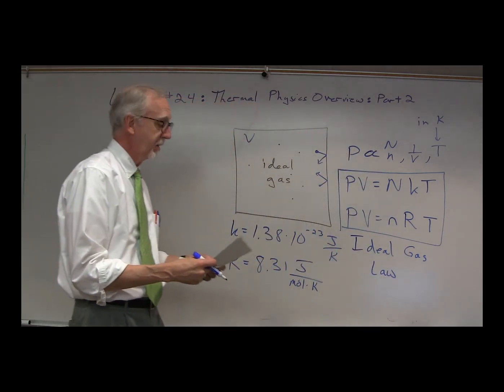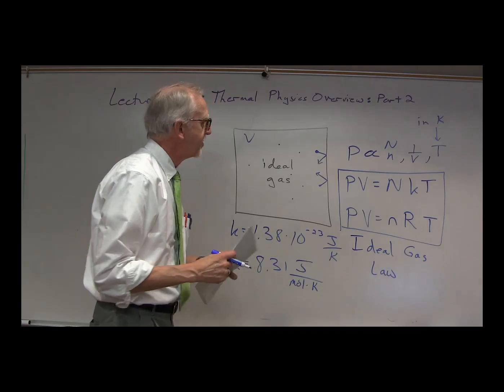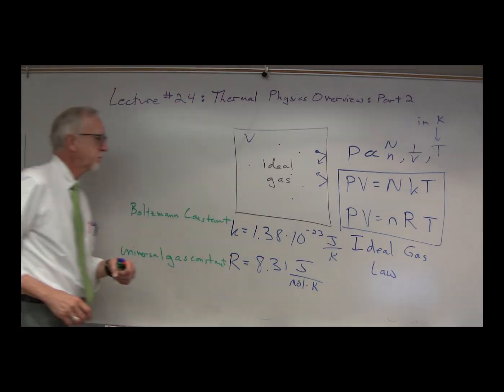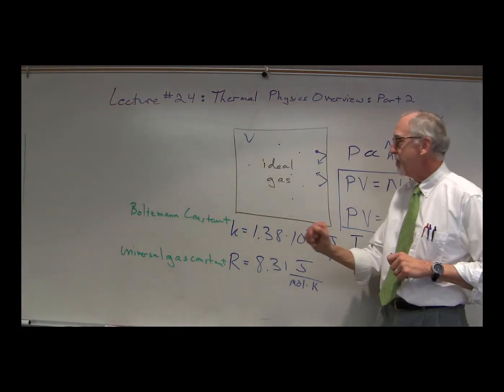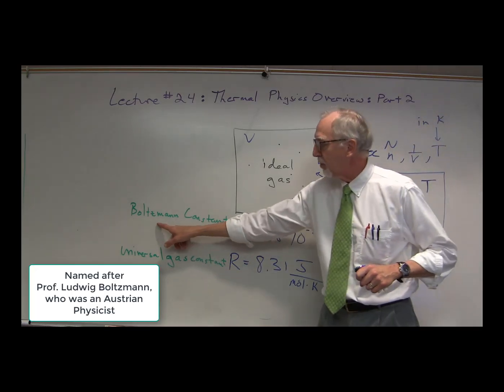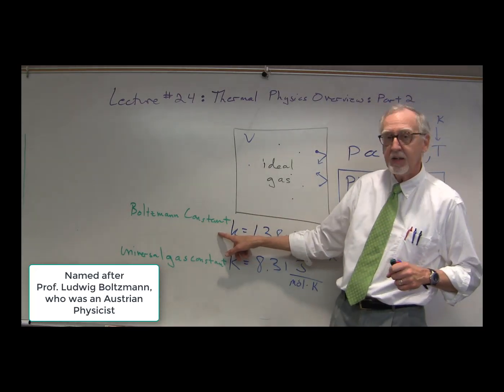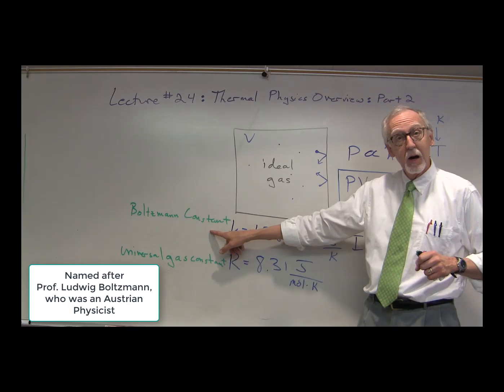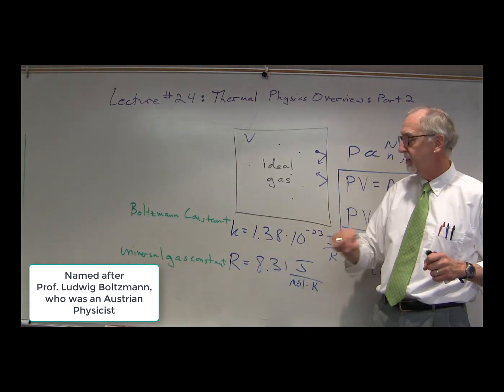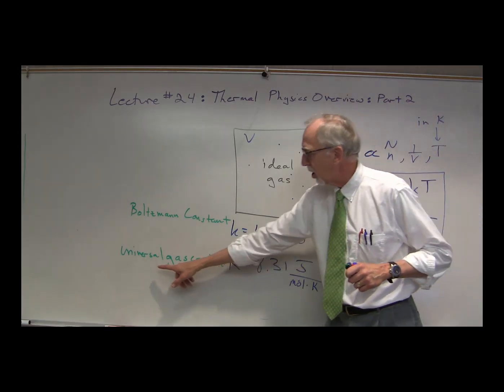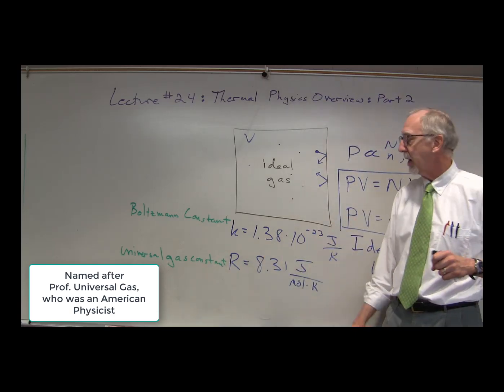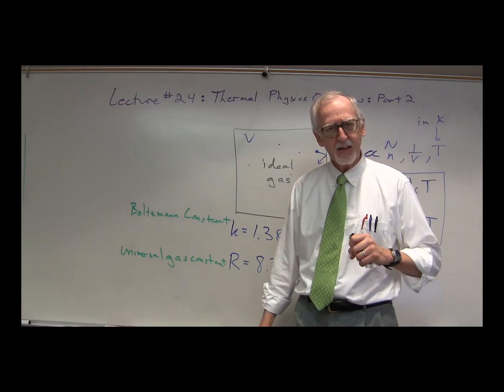Okay, very good. Let's stick some numbers in here and see what it tells us. Oops, sorry, I forgot to mention that K is called the Boltzmann constant. This is named after Ludwig Boltzmann, who was an Austrian physicist. And R is called the universal gas constant. Okay, so now let's stick some numbers in the ideal gas law.